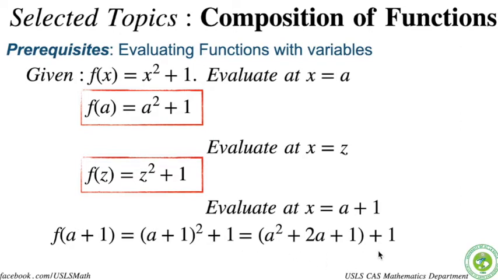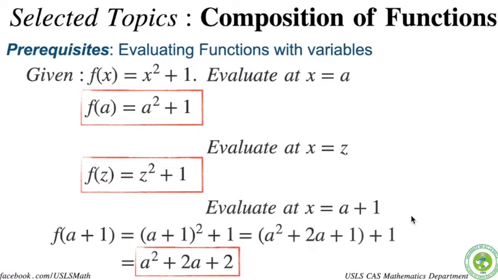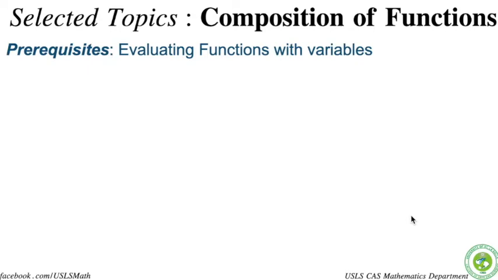Then we'll try to combine terms. You can combine a squared and 2a, clearly, so a squared plus 2a. We can combine the constants: this plus 1 and that plus 1 become 2. And that will be your answer for this one. Hopefully everything is clear there. For it to be clearer, let's have more examples.